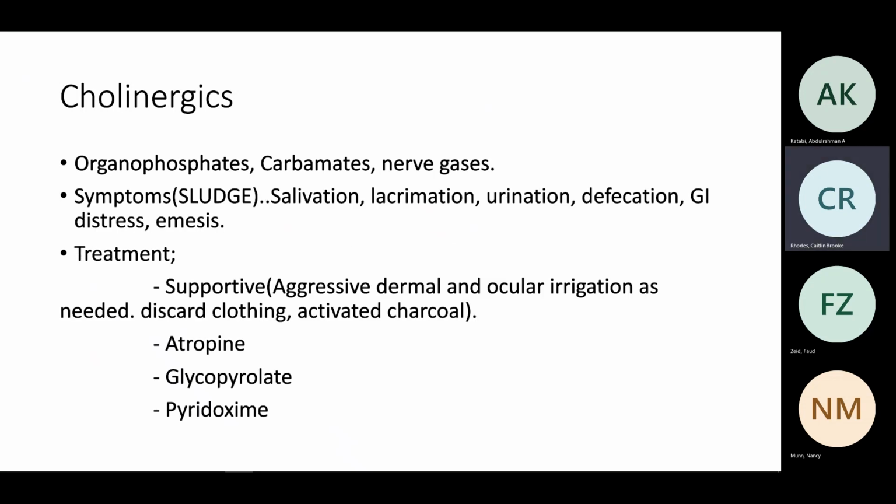Cholinergic: the most common are organophosphates, carbamates, and nerve gases. As you know, the symptoms we memorize as SLUDGE, so they come with salivation, lacrimation, urination, diarrhea, GI distress, and vomiting. Treatment is mainly supportive: aggressive skin and ocular irrigation as needed, remove the clothing, and activated charcoal if they came within the first 1 to 2 hours.